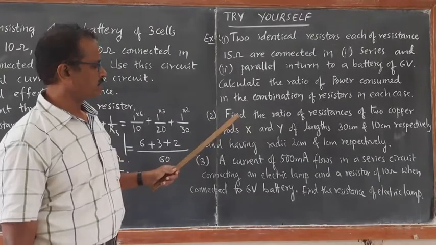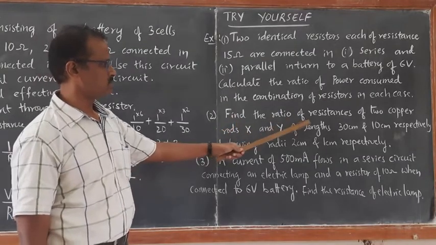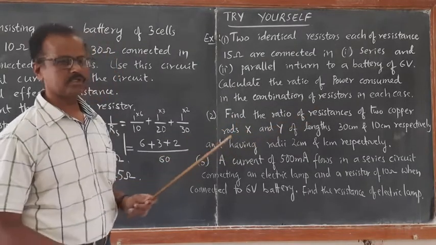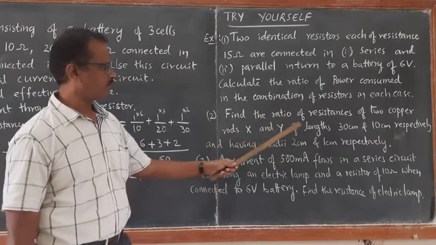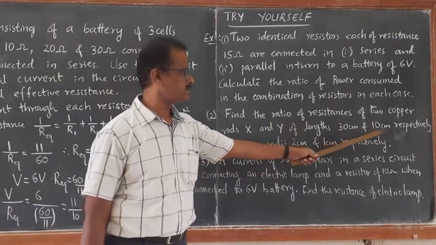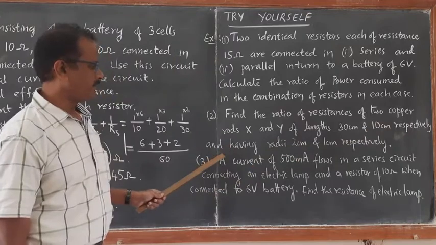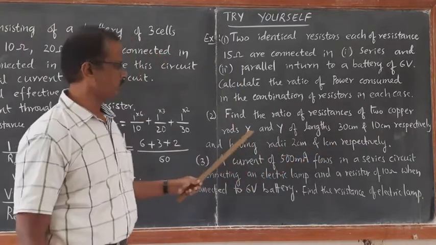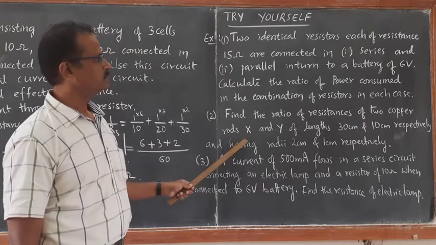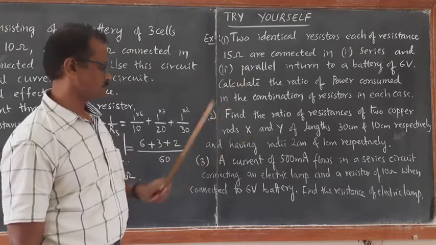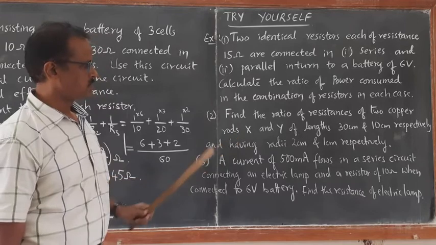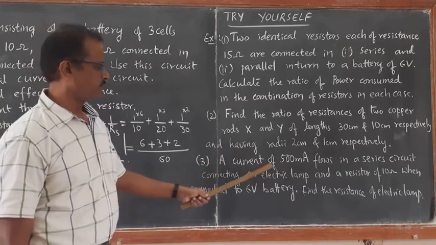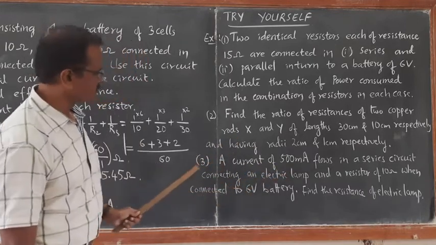Next, second: find the ratio of resistances of 2 copper rods X and Y of lengths 30 cm and 10 cm respectively, having radii 2 cm and 1 cm respectively. This is a 1 mark question. This is a 3 marks question, this is a 1 mark question. Similarly, this is the third problem.